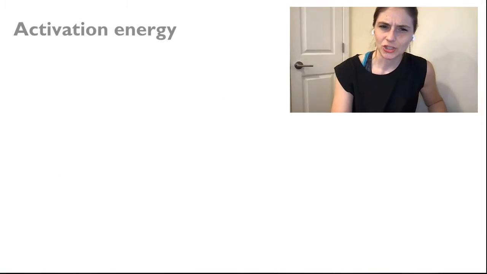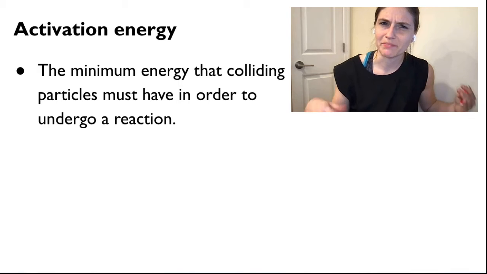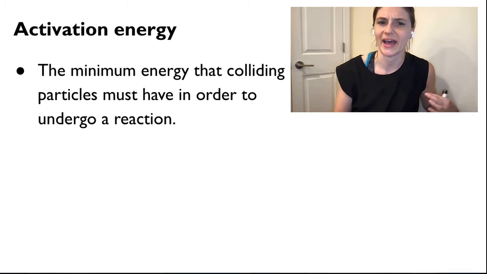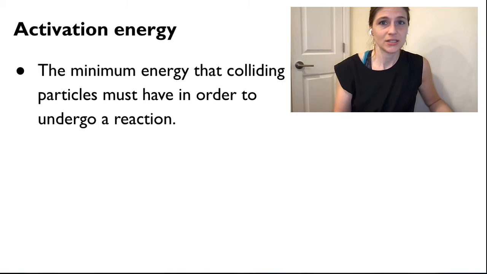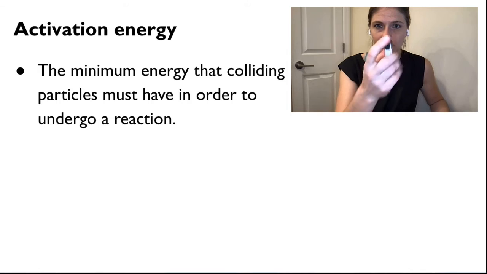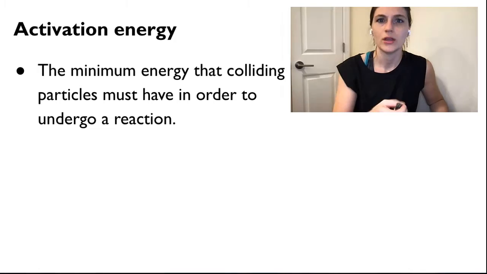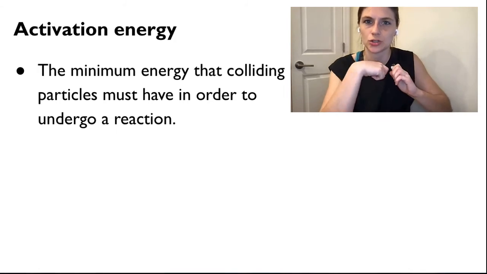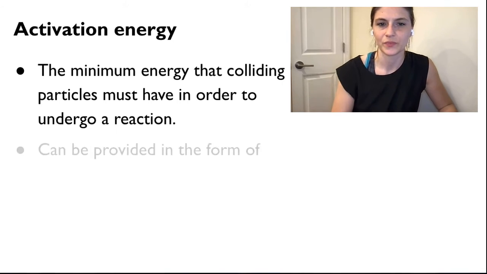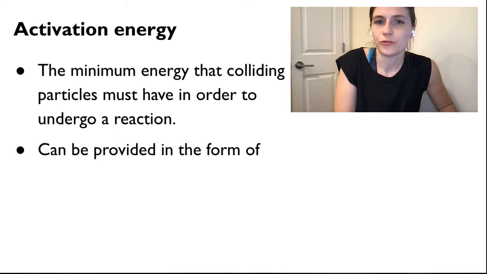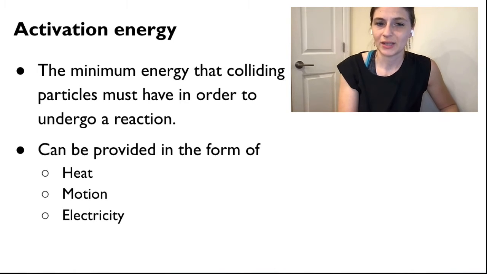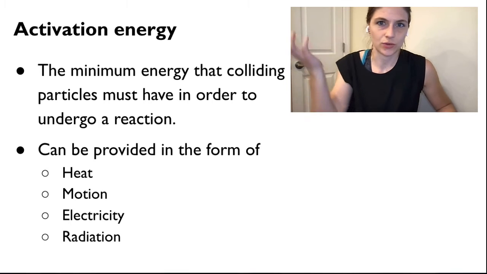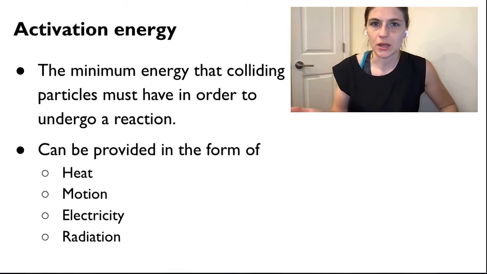The definition of activation energy in scientific terms is the minimum energy that colliding particles must have in order to undergo a reaction. In real life terms, you can think of it as the energy that needs to get put in to get a reaction to start, right? To get the lighter to start, I need energy from my finger striking the lighter. If I had matches, it would be the energy from my body and the movement of my hand striking the match. Activation energy can be provided in the form of motion, it can be provided in the form of heat, it can be provided in the form of electricity, and it can be provided in the form of radiation, as in radiation from the sun. These are just a few examples of some of the sources of energy for reactions.